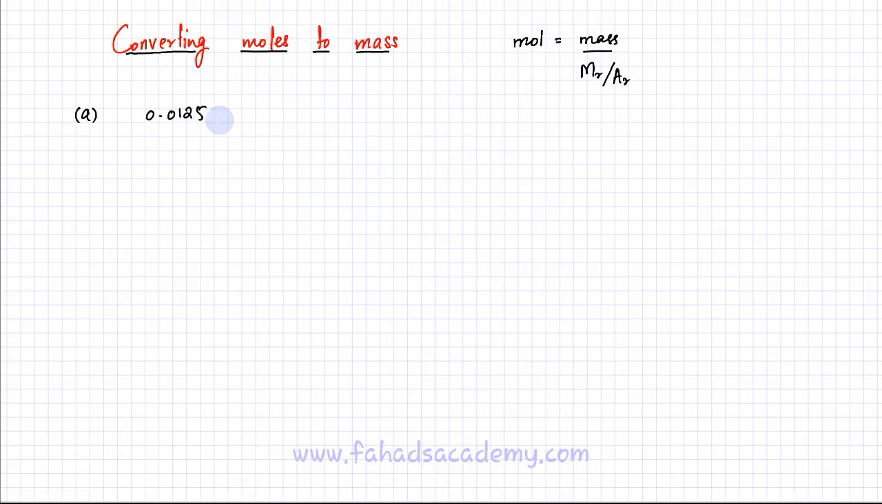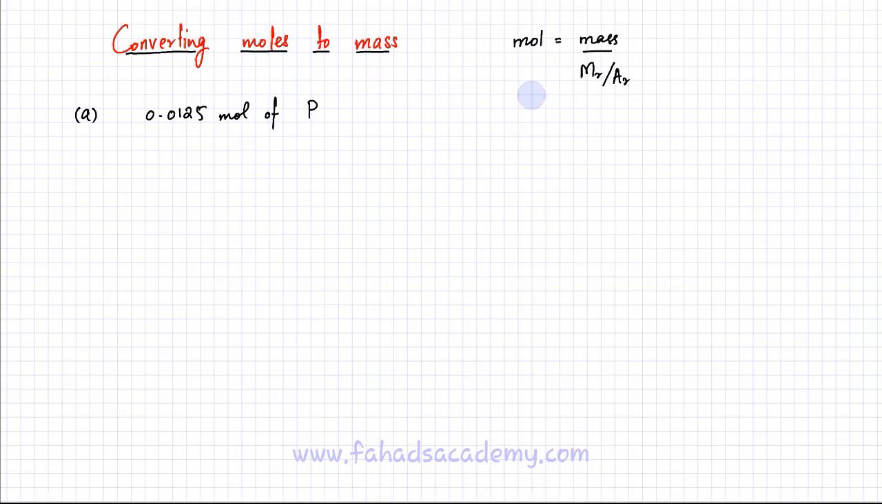We will now do another exercise to convert moles to mass, and we will use the formula moles is equal to mass divided by MR or AR, the molar mass of the molecule, or the relative atomic mass or the molar mass of an atom. So AR stands for the mass of an atom, and MR stands for the molar mass of a molecule. The first question that we will do is, let's try and find out the mass of 0.0125 moles of phosphorus.